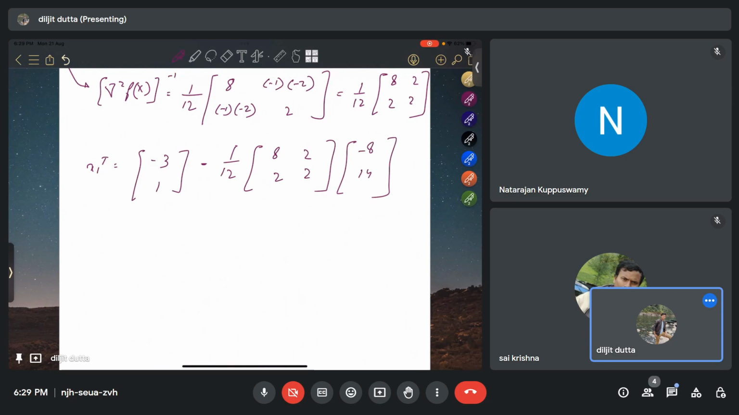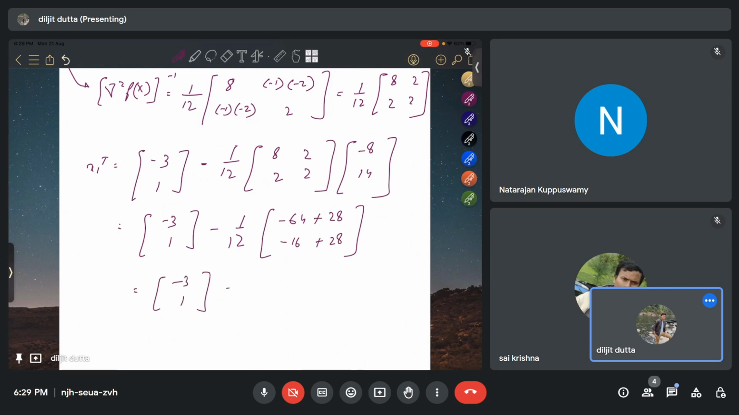Okay. So it will be minus 3, 1, minus of 1 by 12. So we will do row multiplication. 8 into minus 8 plus 2 into 14. So how much will it be? Minus 64 plus 28. Again 2 into minus 8 minus 16 plus 20. 3, 1 minus of 1 by 12 into minus 60 plus 20 is equal to minus 36, and 28 minus 16 is 12.